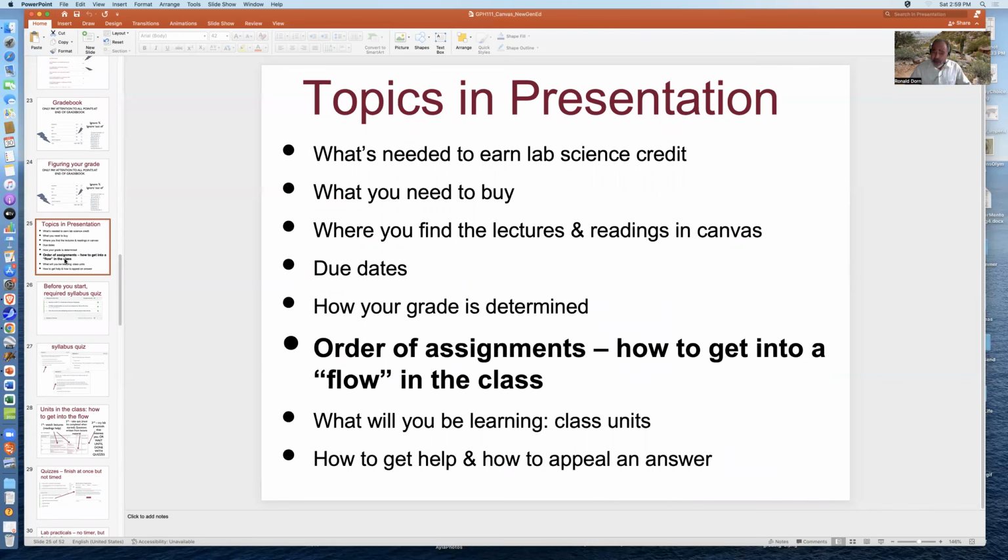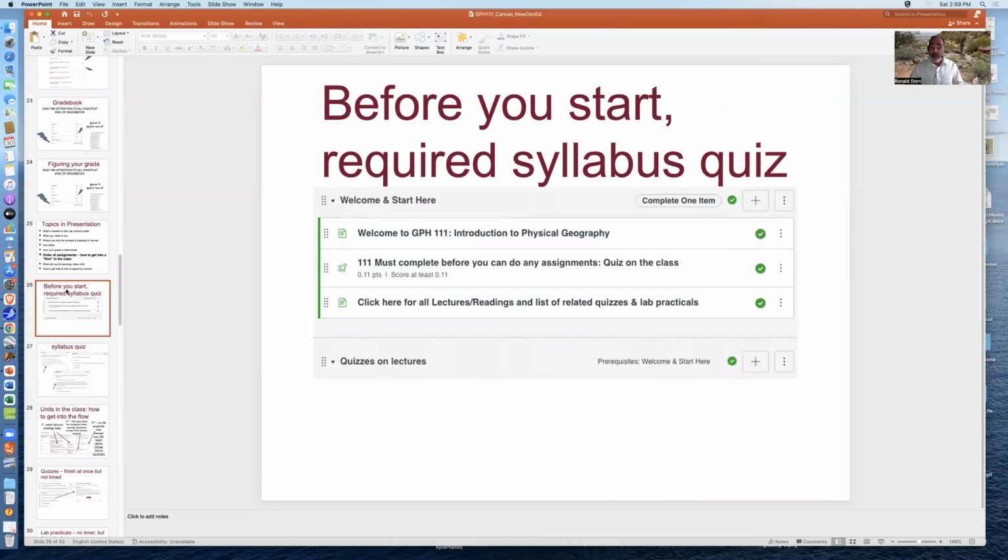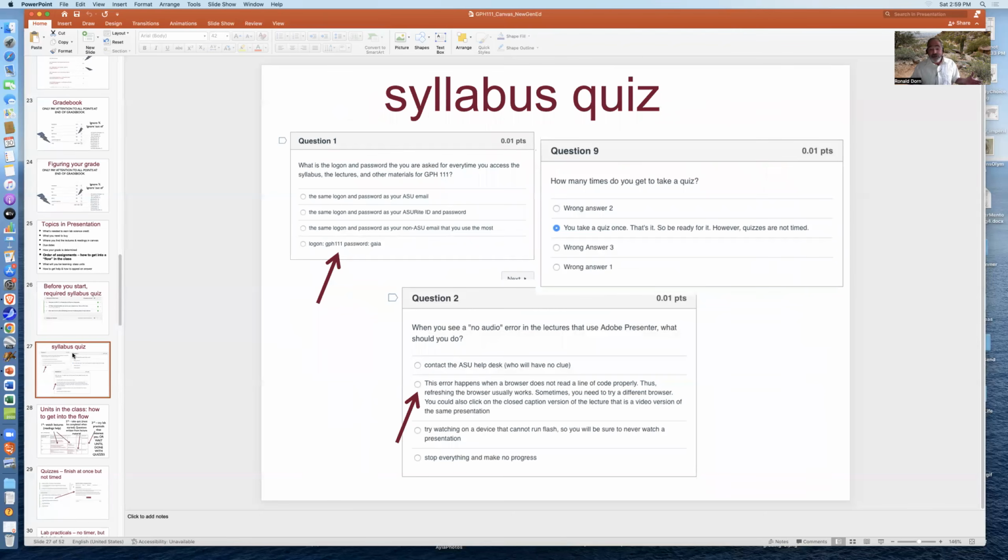What's the best order of assignments? How do you get into a flow in the class? Well, the first thing you're going to do is take a syllabus quiz. I used to think a syllabus quiz was stupid, and then I realized that no students read the syllabus. And that's crazy. The syllabus is a contract. You agree to the rules in class that I set out in the syllabus when you take the class. So why wouldn't you read a contract? Well, I try and cover the major points in the syllabus quiz.